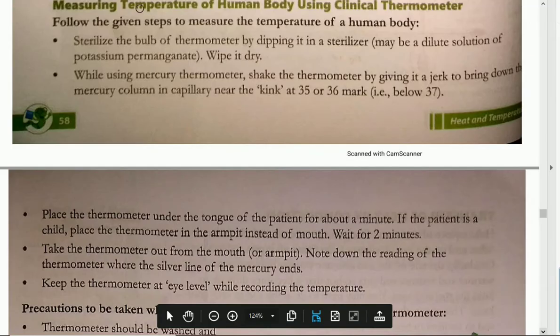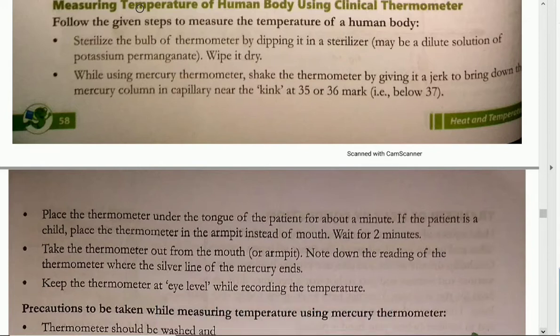How do we measure the temperature of a human body by using a clinical thermometer? First, we have to sterilize the bulb by dipping it in a solution of potassium permanganate. Then dry it. After using a mercury thermometer, shake the thermometer, giving it a jerk to bring down the mercury column near the 35 to 36 mark, that is below 37 degrees Celsius, as our normal body temperature is 37.